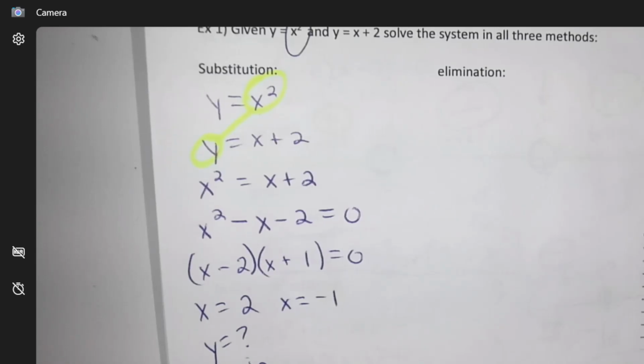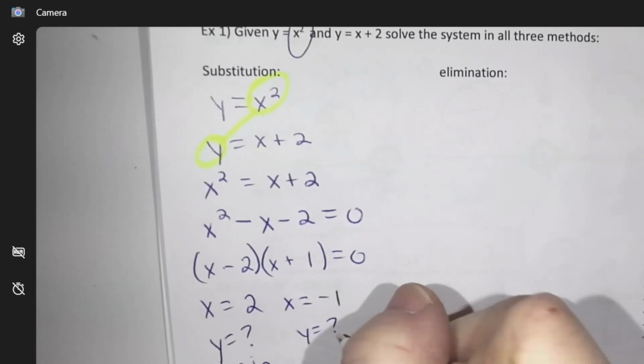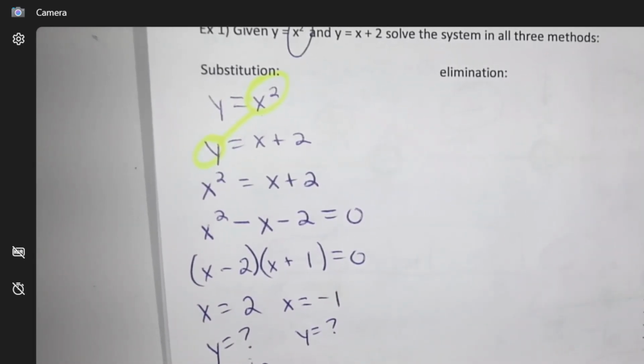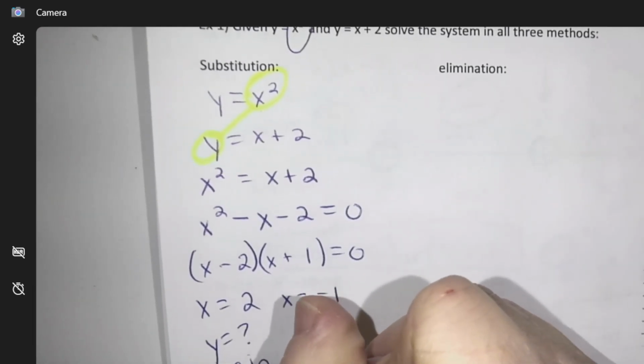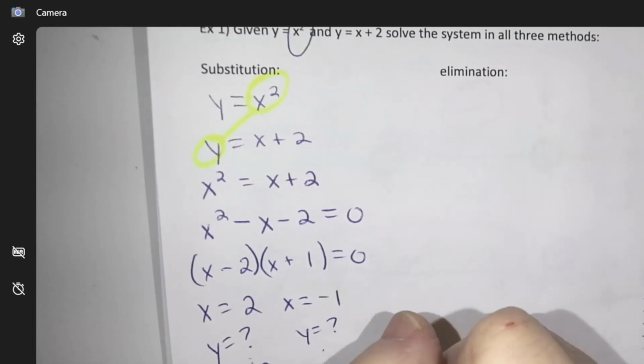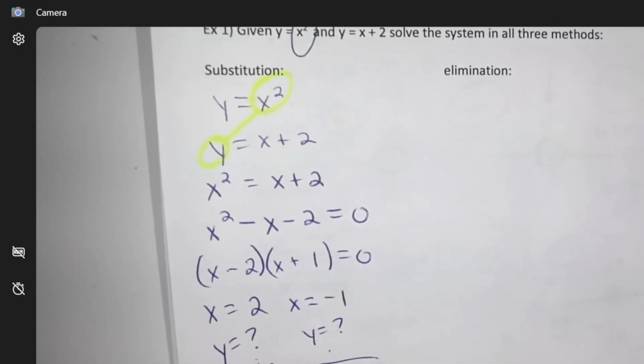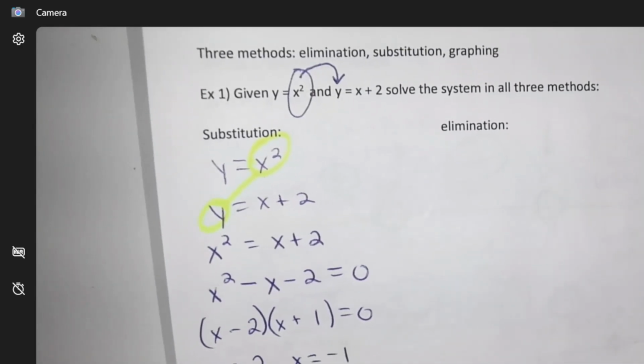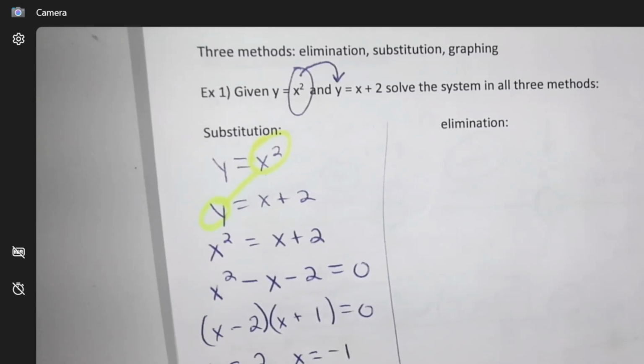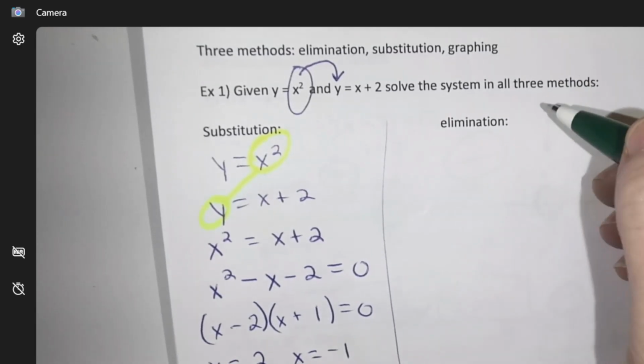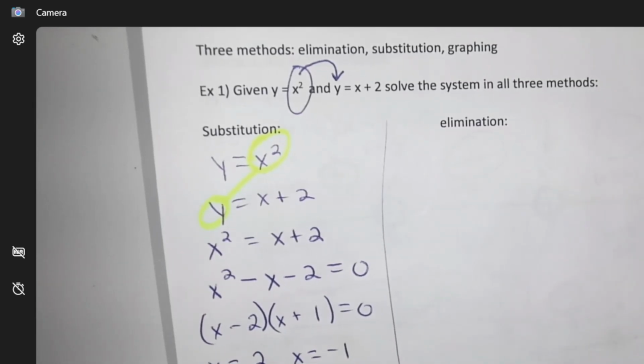So if I plugged in a 2, I got a 4. And what if you plugged it into that one, though? Did you get 1? Positive 1. Okay, elimination. So we've been doing this one. So elimination is where we stack them on top of each other in columns and then eliminate something, right?